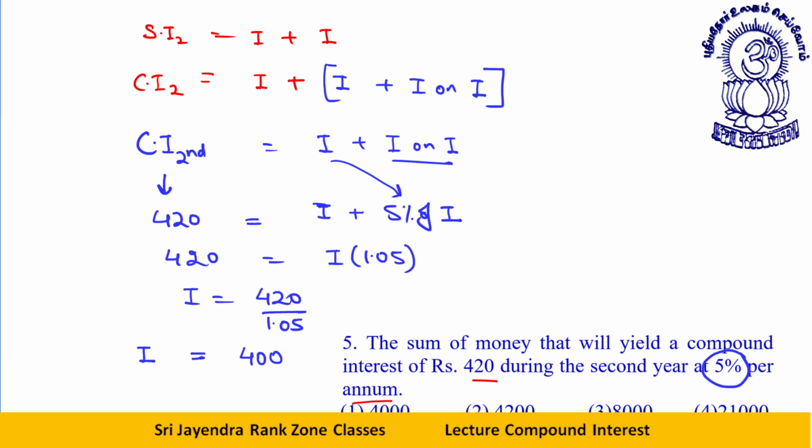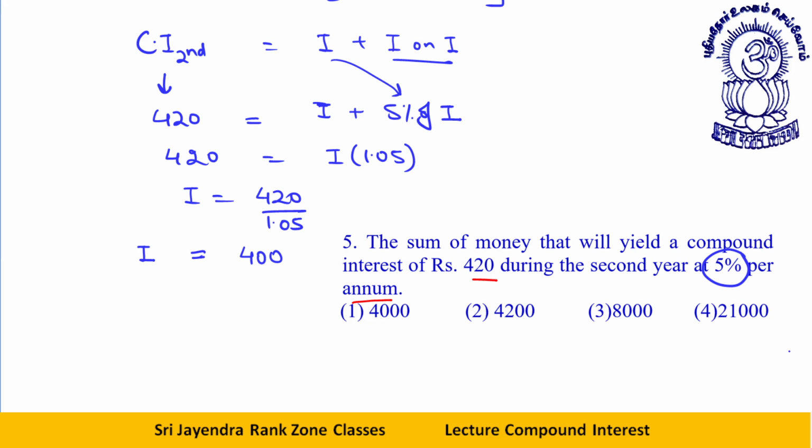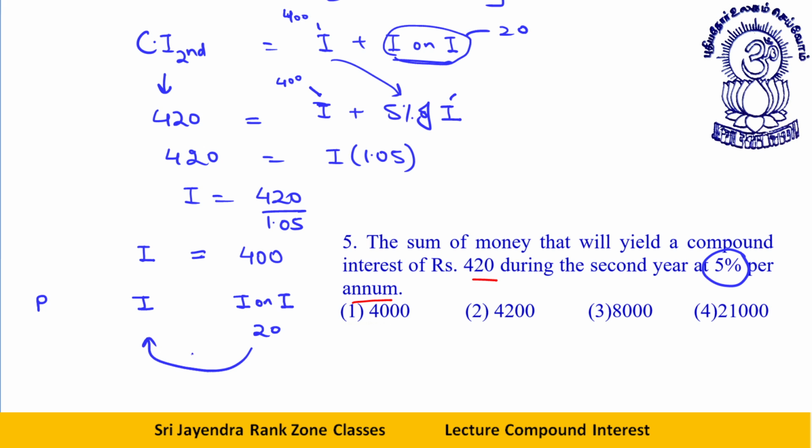Now what my logic is, the way I always do the questions is, I don't get into calculation. I have a simple logic: P, then I on I. What is the I on I? If I is equal to 400, you got I 400. If this is 400, then this will be 20. So from here you go to here, you multiply this by 20, you get 400. In order to get the principal, now you multiply this by further 20, you will get 8,000. So this 8,000 is your answer.